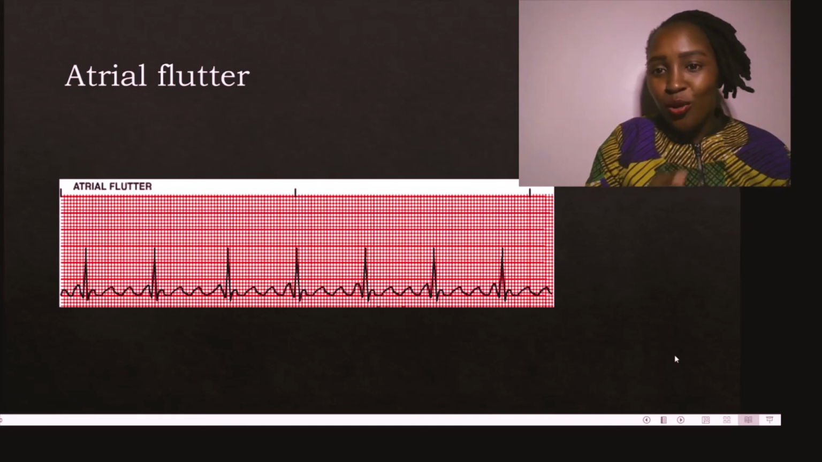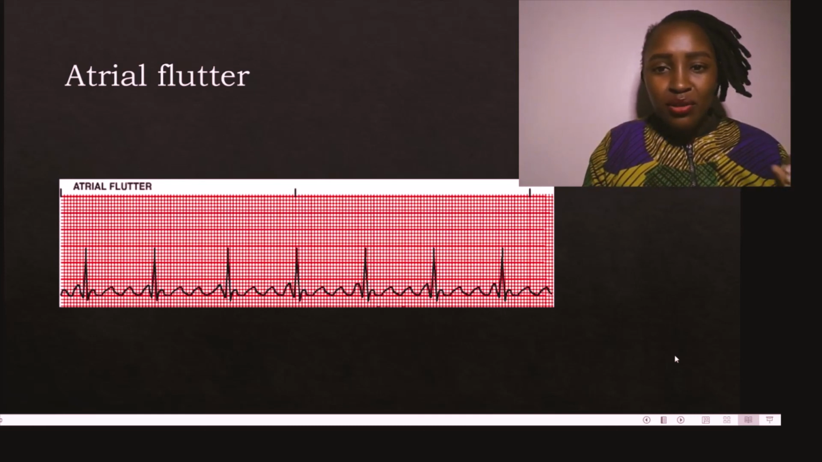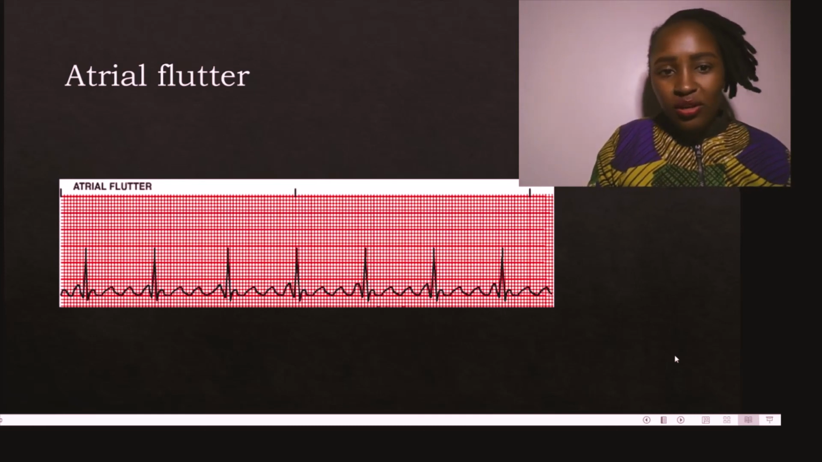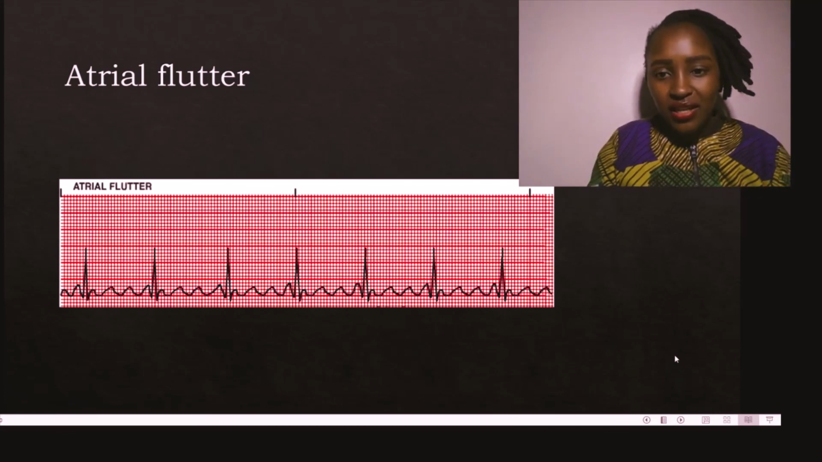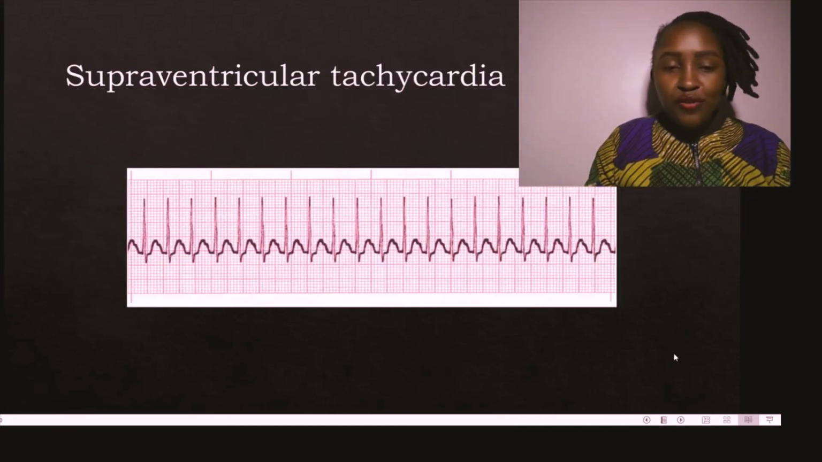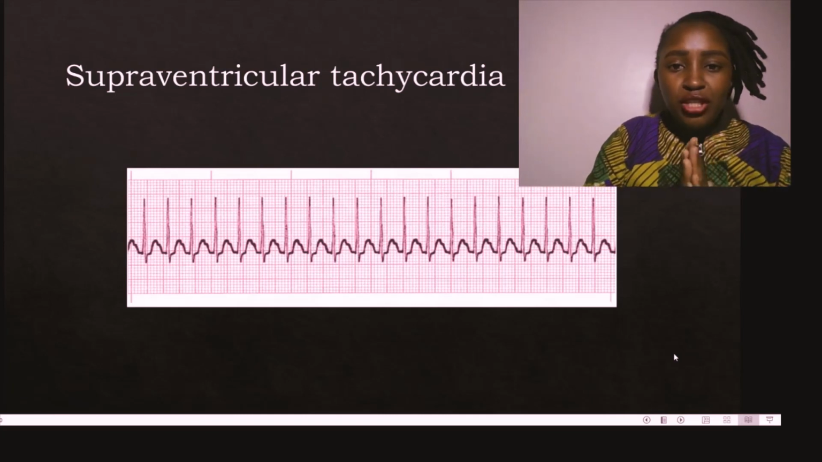A narrow regular tachycardia. When you are managing this, you will be managing based on whether the patient is stable or unstable. So this is an atrial flutter and it's very characteristic. From this diagram, we have a supraventricular tachycardia.